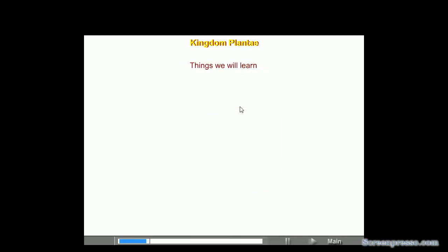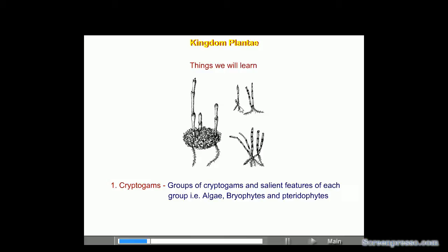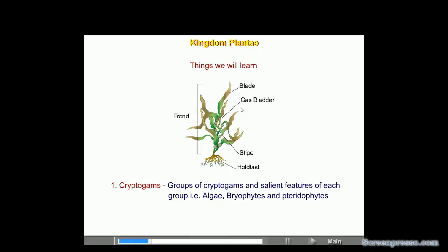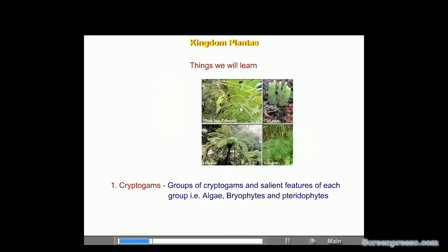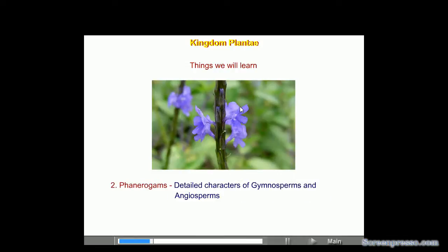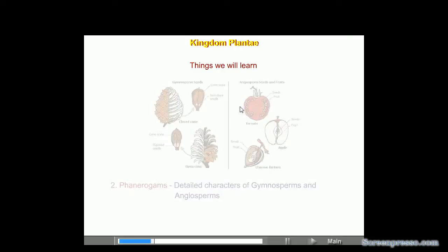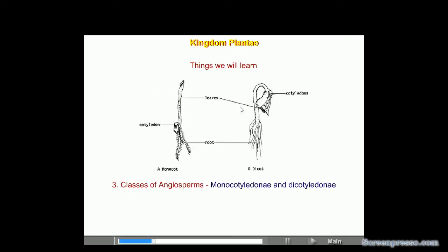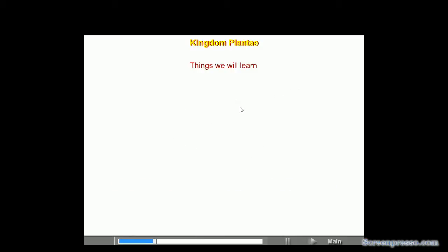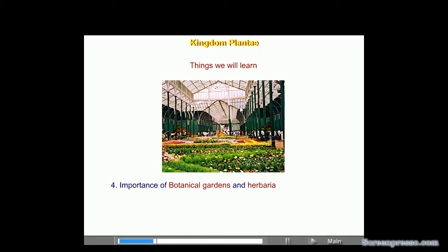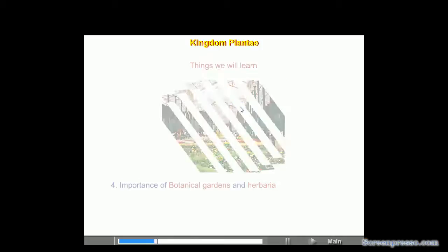Things we will learn. Cryptogams. Groups of cryptogams and salient features of each group, that is algae, bryophytes, and pteridophytes. Phanerogams. Detailed characters of gymnosperms and angiosperms. Classes of angiosperms, monocotyledonous and dicotyledonous. Importance of botanical gardens and herbaria.